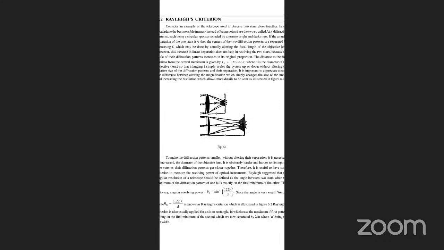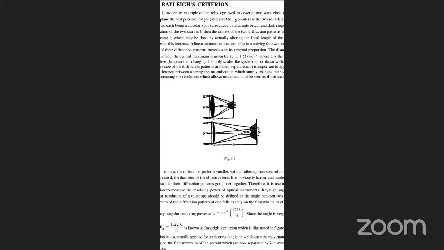So the Rayleigh criterion: take the example of a telescope used to observe two stars close together, with the images formed in the focal plane. Here the resolving power theta_r is equal to sine inverse of 1.22 lambda by d. Therefore, for very small angles, we can write theta_r is equal to 1.22 lambda by d. It is known as the Rayleigh criterion. Theta_r is equal to 1.22 lambda by d.